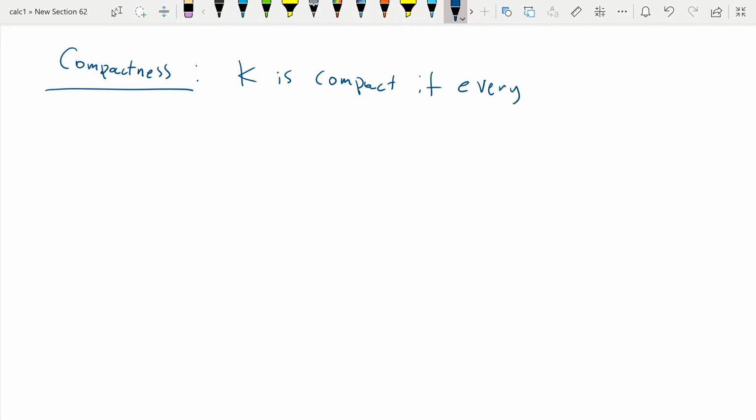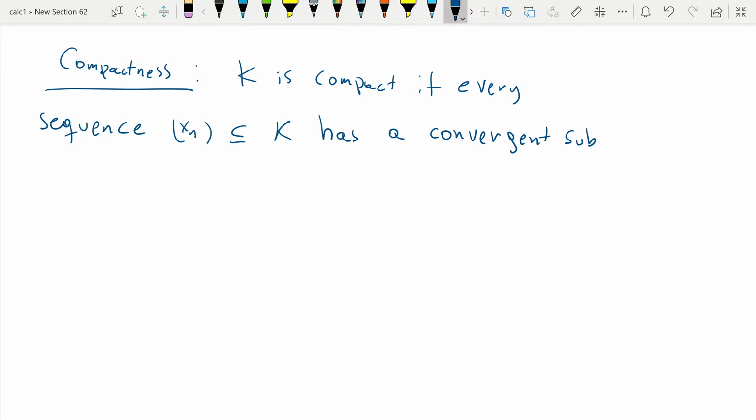every sequence xn in K, so a subset of K, has a convergent subsequence whose limit is also in K.